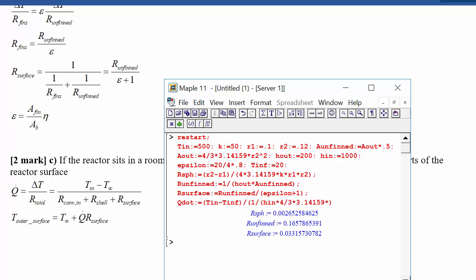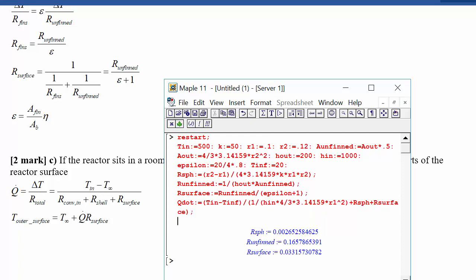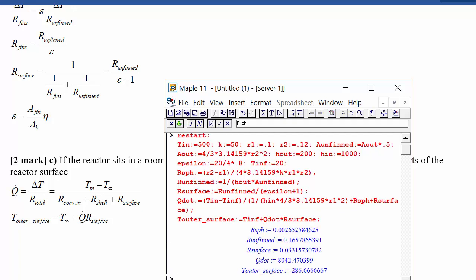4 over 3 times pi times R1 squared. And then we'll add to that the shell, which I guess we've actually called our sphere. And then we'll add to that the surface resistance. And then to figure out the outer surface temperature, we will take T infinity and then add to that Q dot times our surface. This is going to raise the temperature. Right, so we've got an outer surface temperature of 287.